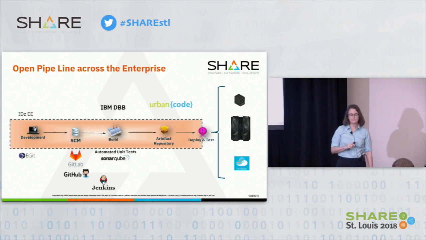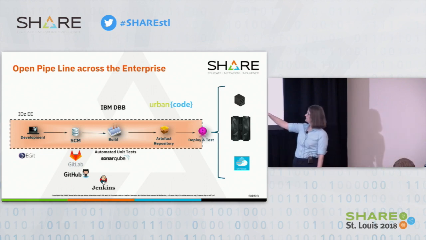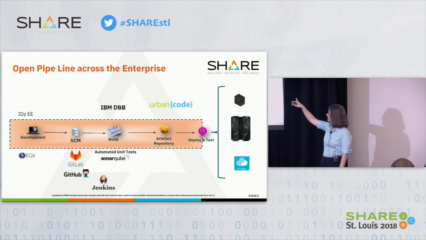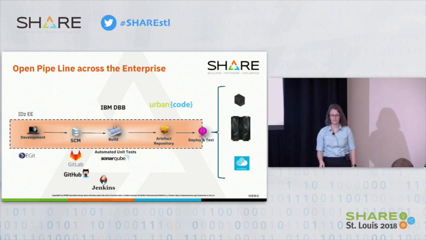So we're going to do a demo and show quickly how the developer would work and then jump into the function. In my demo, I do have IDz in the front with the SCM. I have IBM DBB and I have Sonar running, and I have UrbanCode. And so this is kind of my pipeline that we're going to show.